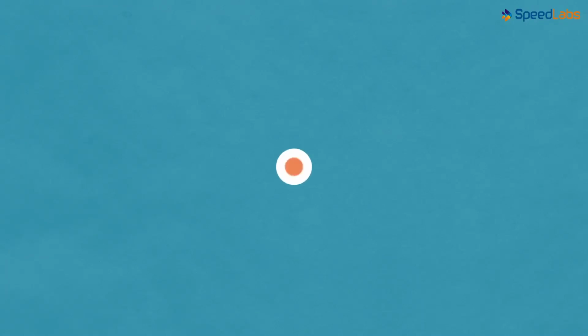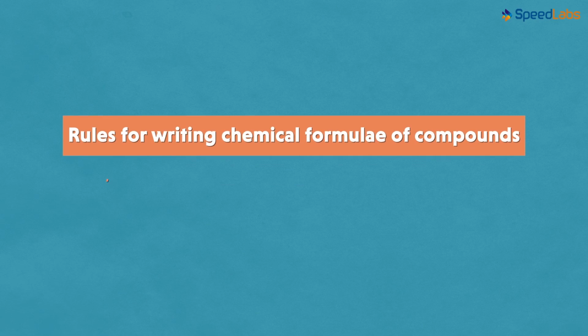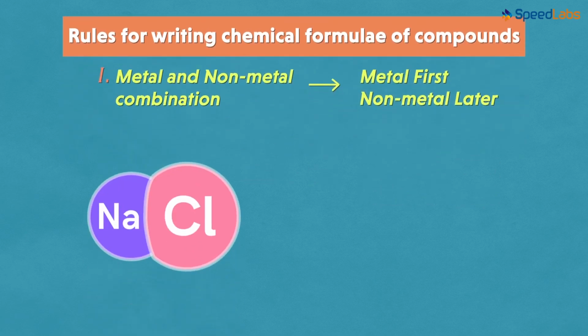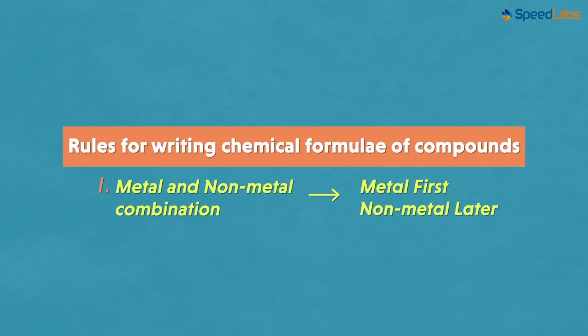We have studied the first rule for writing a chemical formula of any compound. It simply stated that in a compound formed by a combination of a metal and non-metal, we always write the metal component first, followed by the non-metal component. This is how we get NaCl or FeS. Now let's understand the second rule.